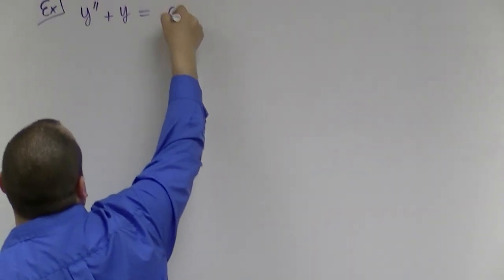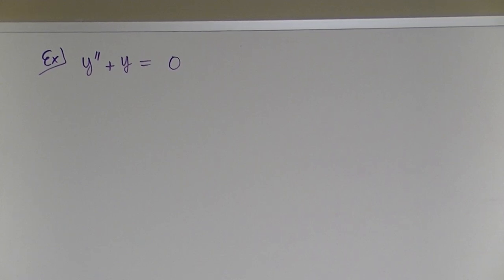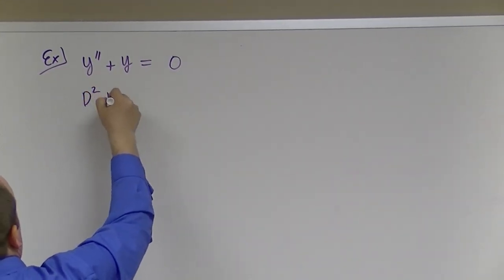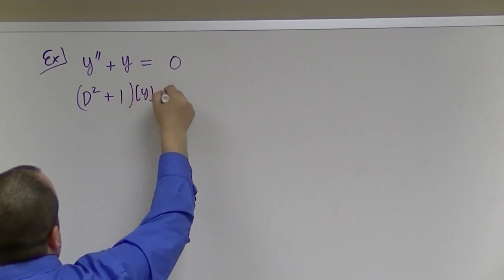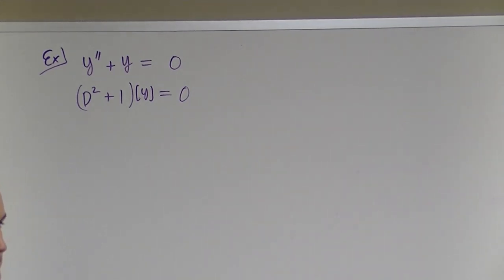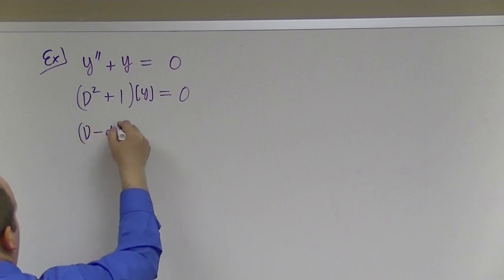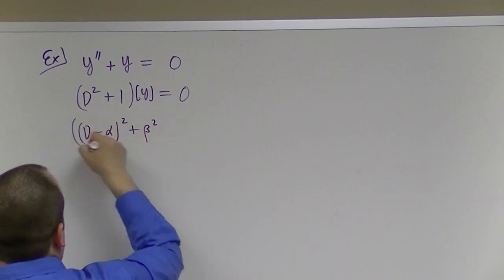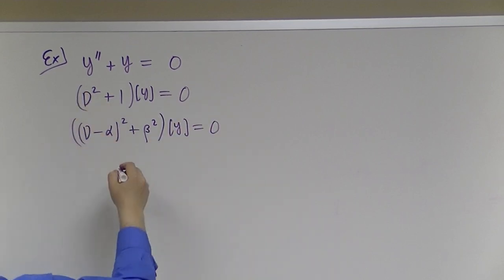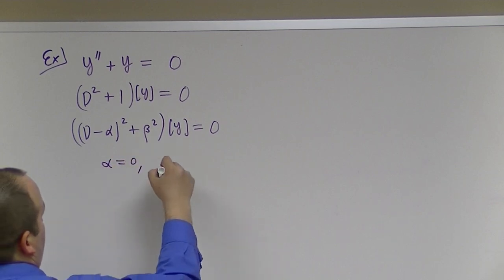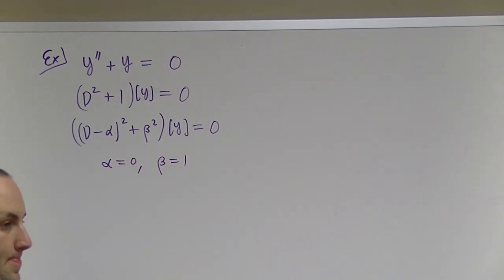Let's see here. So the one we've already done, y double prime plus y equals zero. Written in differential notation, this is D squared plus 1 acting on y, equals 0. So I can compare this to (D minus alpha) squared plus beta squared, right? And by identification, I can see alpha is equal to 0 and beta is equal to 1. Or minus 1 if you like, but let's just use 1.